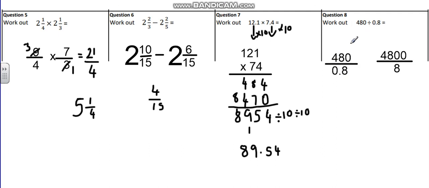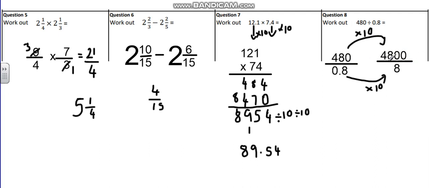Okay, so I need to make that denominator a whole number. So if I multiply that by 10, that gives me 8, but I need to multiply the top by 10, which gives me 4,800. So what I've got to understand now is that these are equivalent fractions. They're exactly the same number.